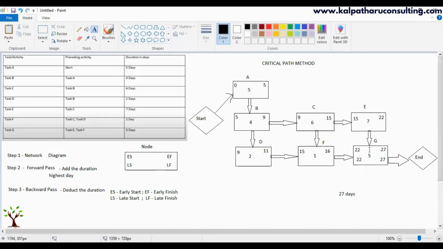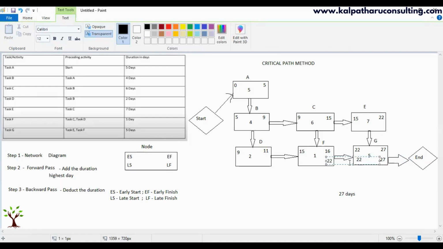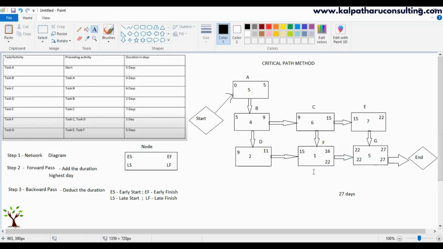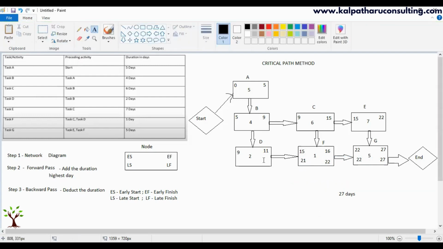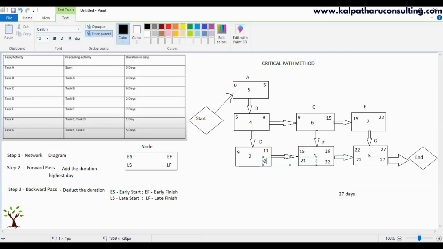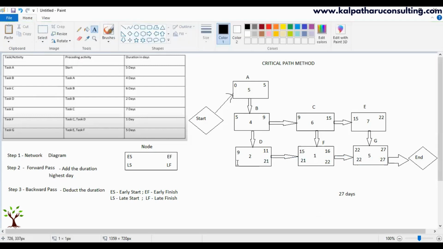Okay. From G, the arrows are coming from E and F. Yes. So let us go step by step. Let us consider F. From G, we are going to enter 22 here, the same number is going to be entered here, 22. The logic I will explain in some time. Take the same number. We are going to deduct the duration. So 22 minus 1 is 21. Right? 21. The same number we are going to take to the previous activity. Yes. So 21 minus 2 is 19.